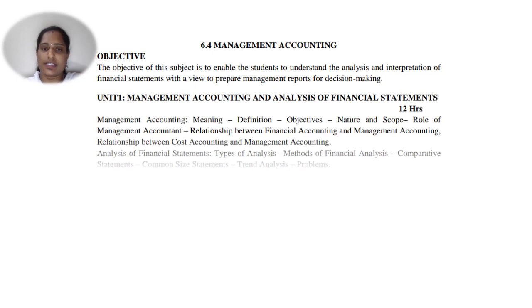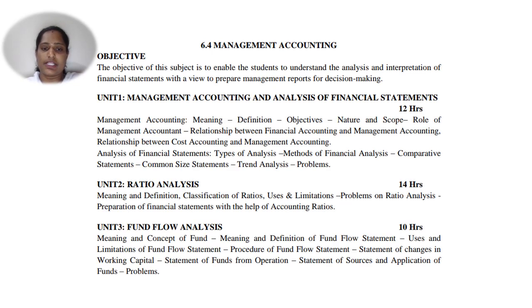When it comes to the syllabus, in this subject you will have 5 chapters. The first unit is management accounting and analysis of financial statement. Second, ratio analysis. The third, fund flow analysis. In the first chapter, you have 2 units: management accounting introduction, and the second part of the same unit, analysis of financial statement.